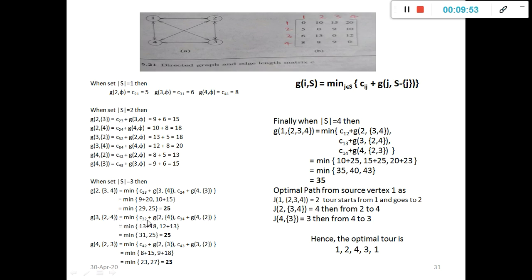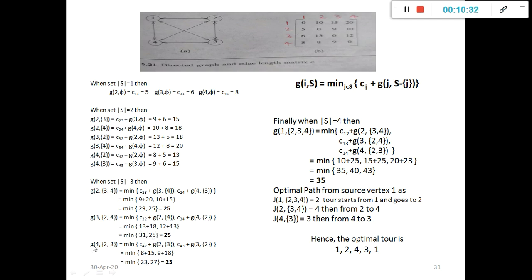Similarly, from the 3 vertices 3 to 4 you will get the new values as the minimum of C(3,2) plus cost of (2,4), and C(3,4) plus cost of (4,2). C(3,2) is 13 plus the cost of (2,4), which is 18, and C(3,4) is 12 plus cost of (4,2) from the previous value, which is 13. Then 13 plus 18 is 31 and 12 plus 13 is 25, and the minimum of 31 and 25 is 25.